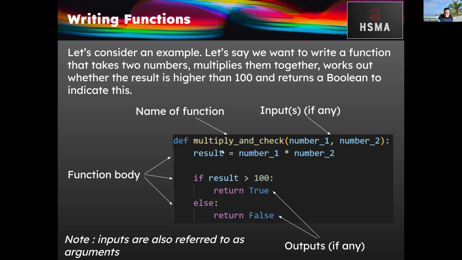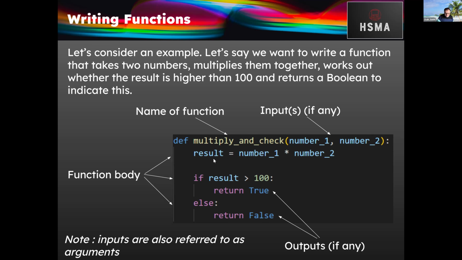Then we have a colon after the brackets, and then we have an indentation. VS Code and other IDEs will automatically indent this, or should do. Everything in that indentation is then representative of the function. So all of this stuff is only run when you call this function, and not at any other point. This represents what we call the function body.